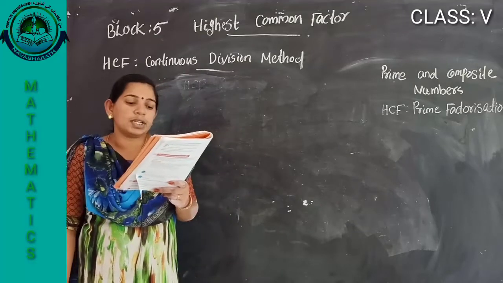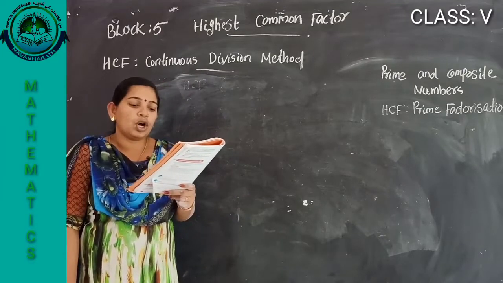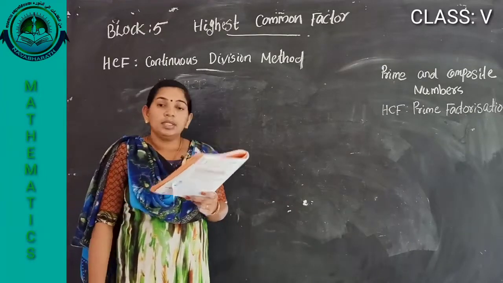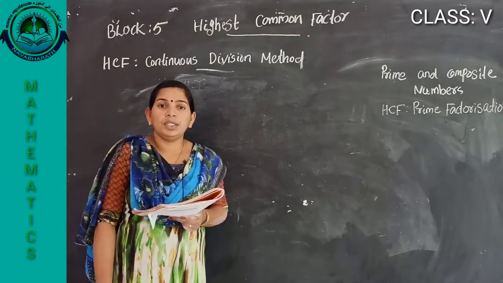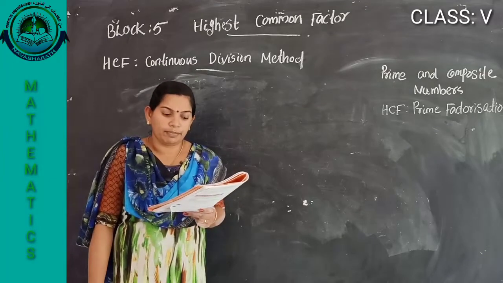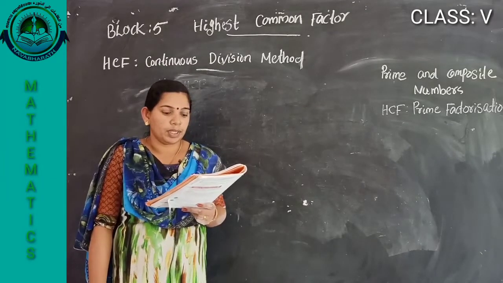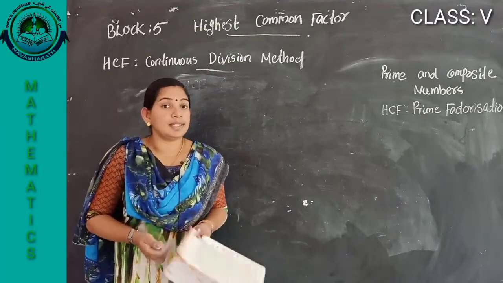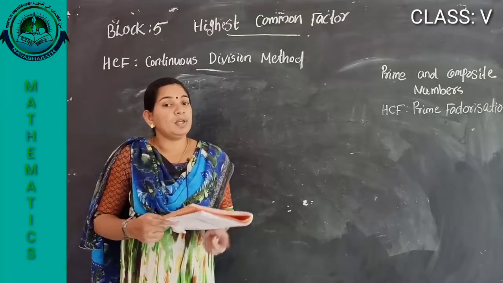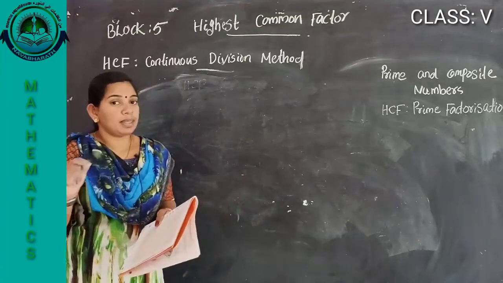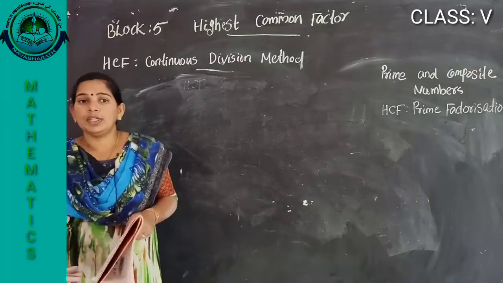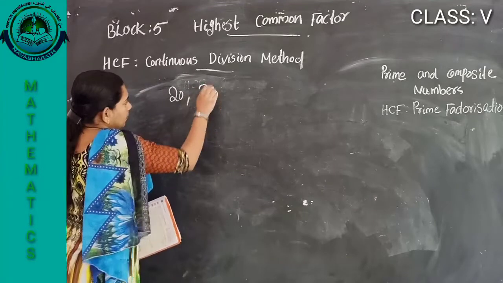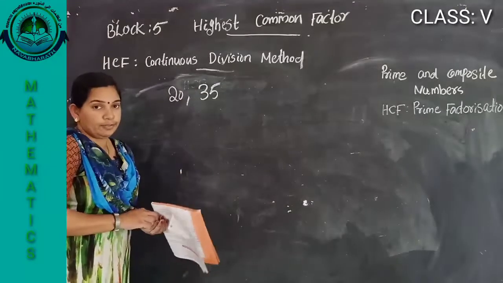List all the factors of the numbers. Find their common factors and the highest common factors. Then regularly, how to find it for 20 and 35, then 50 and 70. Okay, here you want to find all the factors, then common factors, then highest common factor. But I do it here using continuous division, 20 and 35.